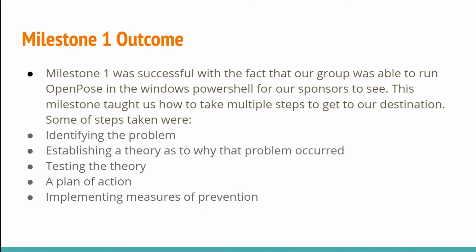Milestone 1 outcome. Milestone 1 was successful in that our group was able to run OpenPose in the Windows PowerShell for our sponsors to see. This milestone taught us how to take multiple steps to get to our destination. Some of the steps taken were to identify the problems that we were facing, establish a theory as to why that problem occurred, test those theories, put a plan of action in place, and implement measures of prevention.